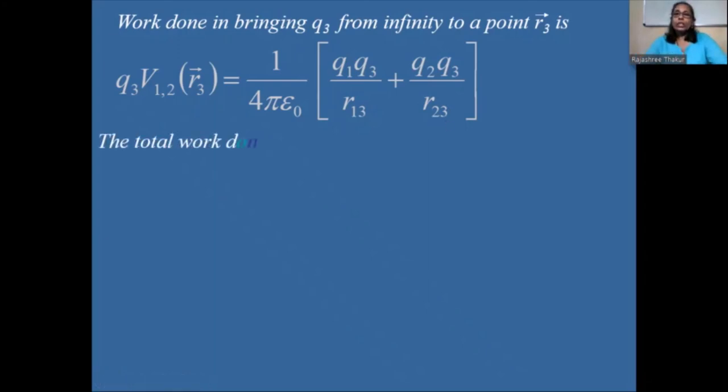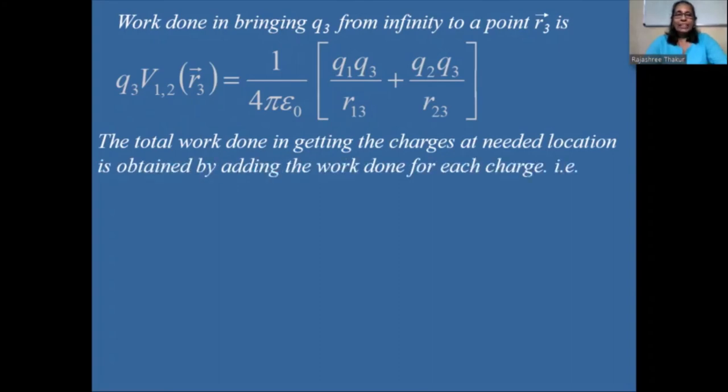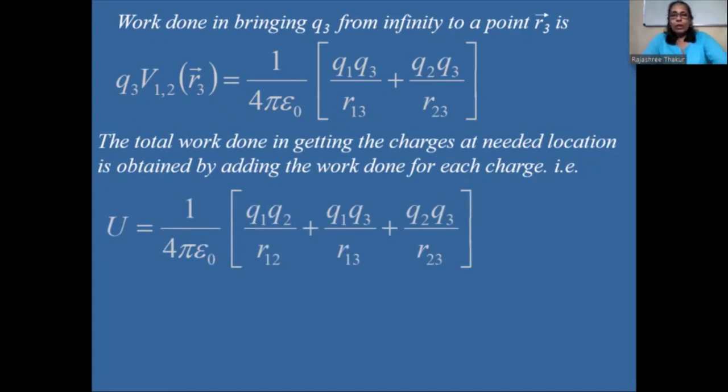Alright, so the total work done in getting the charges to the needed locations is obtained by adding the work done for each charge. So let us represent the total potential energy of the system by U. Then U will be equal to 1 upon 4 pi epsilon 0, which is the common factor in all the work done, into the bracket Q1 Q2 upon R12 plus Q1 Q3 upon R13 plus Q2 Q3 upon R23, where R12 is the distance of charge Q1 from charge Q2, R13 is the distance of charge Q1 from charge Q3, and R23 is the distance of charge Q2 from charge Q3.